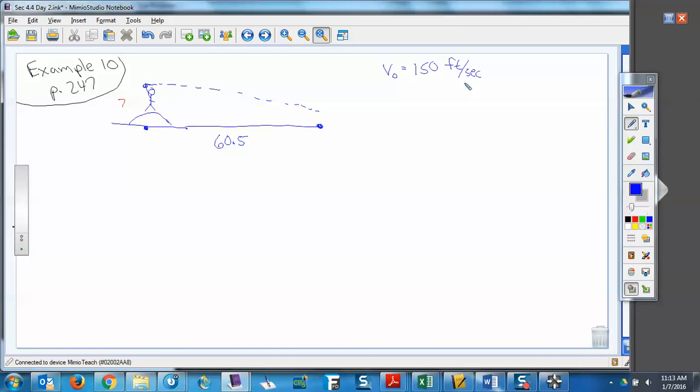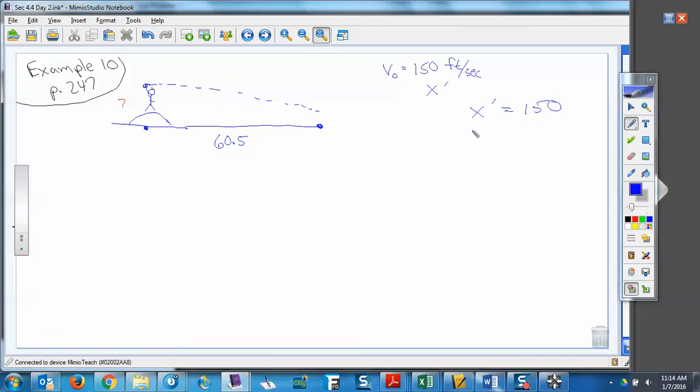And then the question is, is it a strike? And how fast is it going and all that stuff, which we should be able to get from the equations that we have. Now, the hard part of this one is they didn't give you an X and a Y equation. So what would I label this right here? V sub 0. He throws it, and when it leaves his hand, it's got a perfectly horizontal velocity of 150 feet per second. This is X prime. So what we know is that the horizontal velocity is 150.